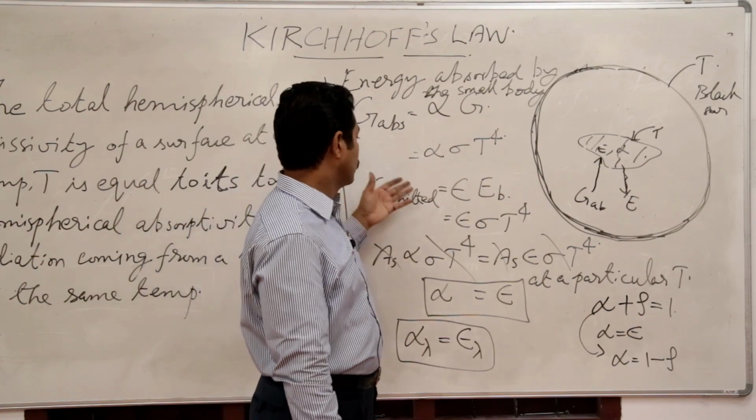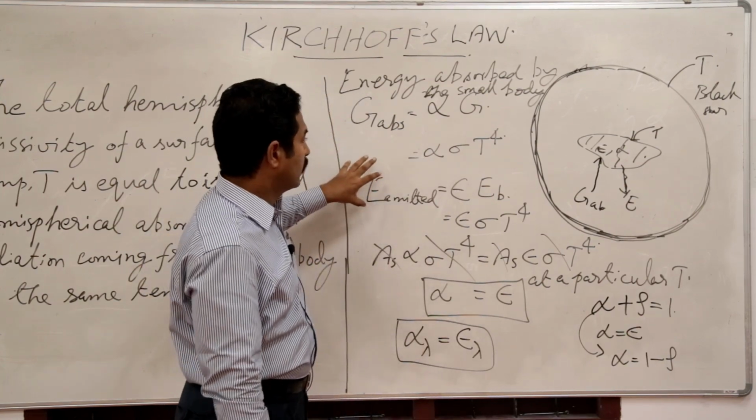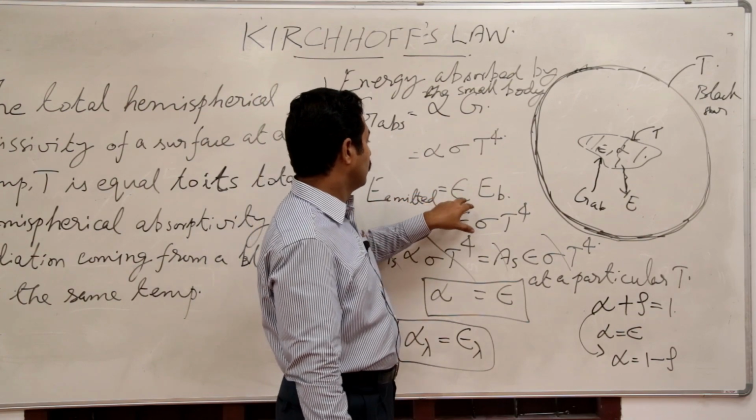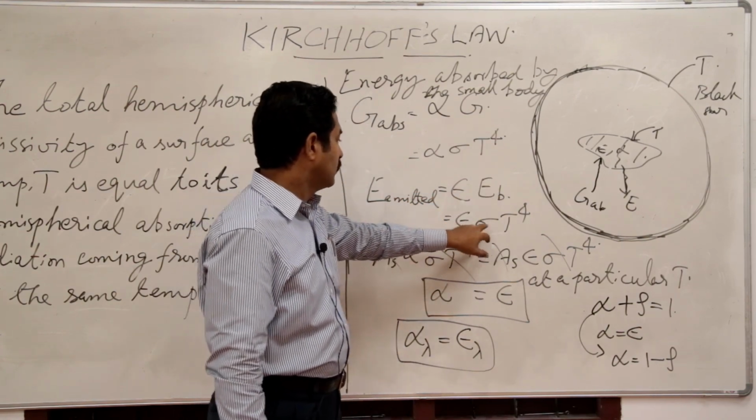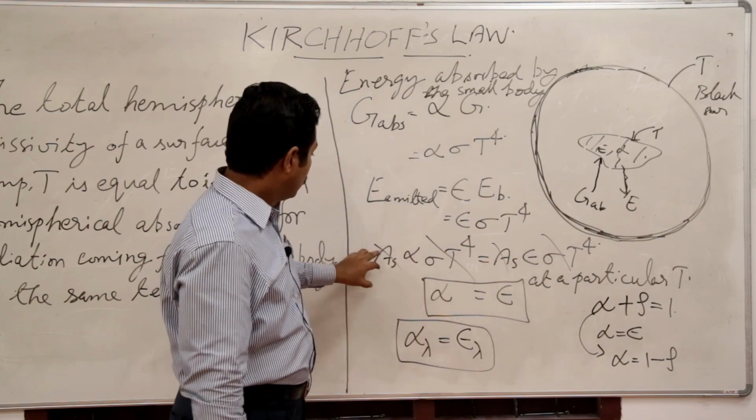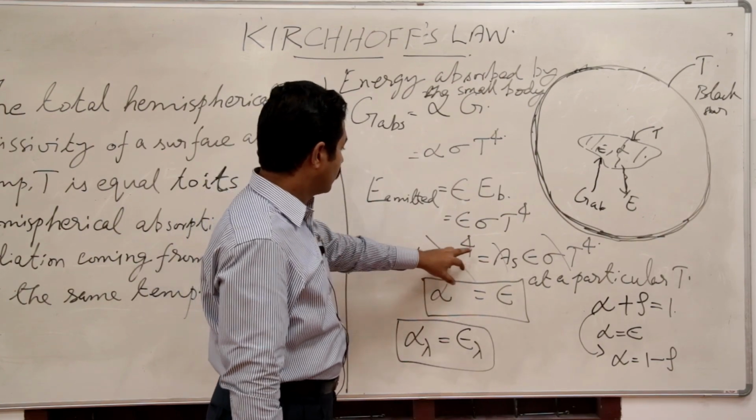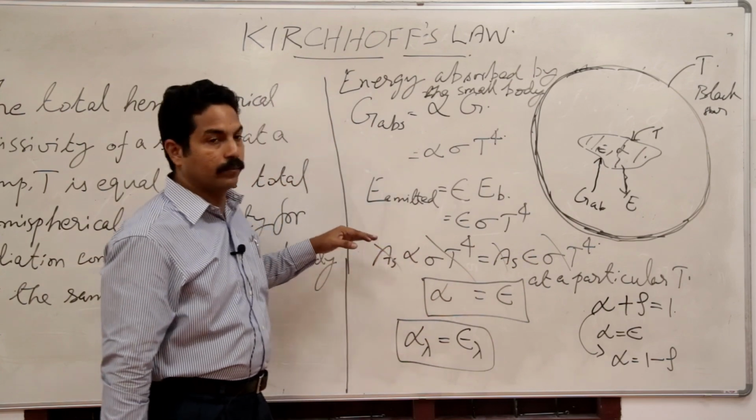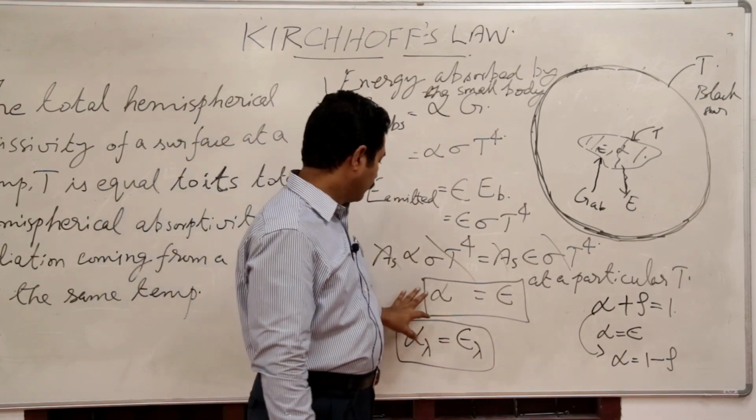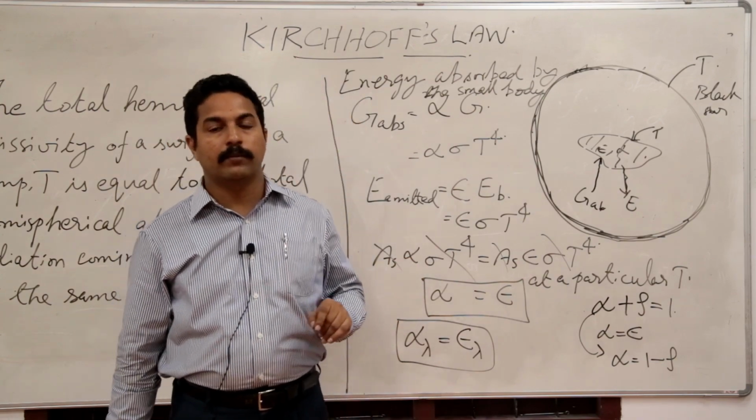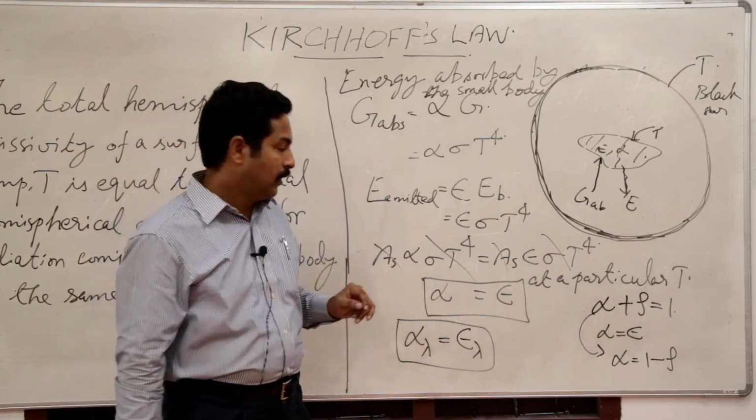The radiation which is emitted is emissivity into EB, that is emissivity sigma T raised to 4, and the absorbed is absorptivity sigma T raised to 4. At thermal equilibrium we can equate like this at a particular T. Then total hemispherical absorptivity is equal to total hemispherical emissivity.